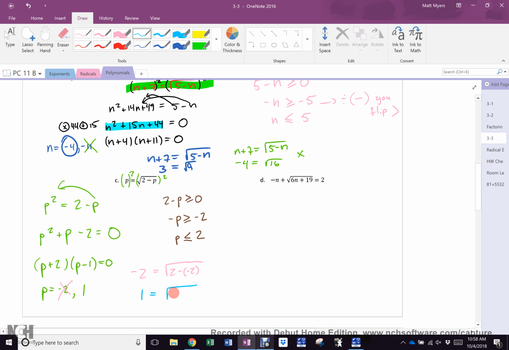1 equals the square root of 2 minus 1. What is 2 minus 1? 1 equals the square root of 1. What is the square root of 1? Does 1 equal 1? So 1 is okay. Everybody cool? This is what we call an extraneous root, because it works, but only after we square this. It doesn't work in the original equation. Everybody cool?